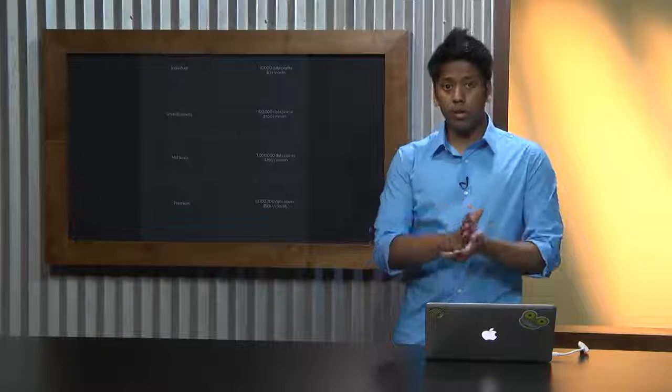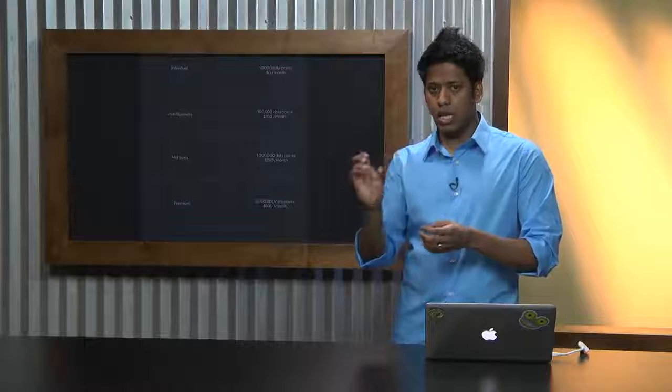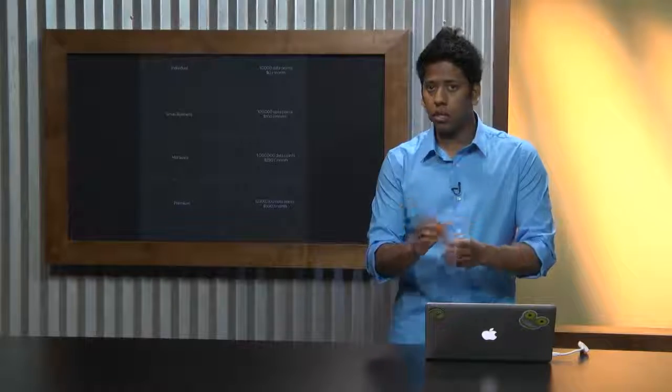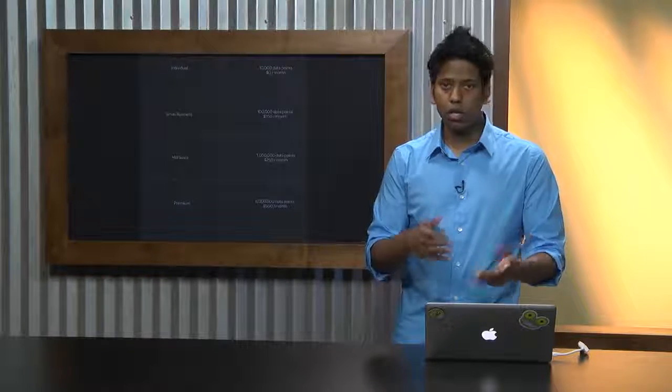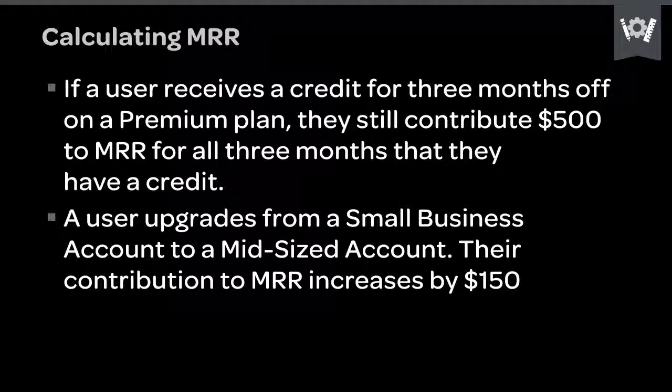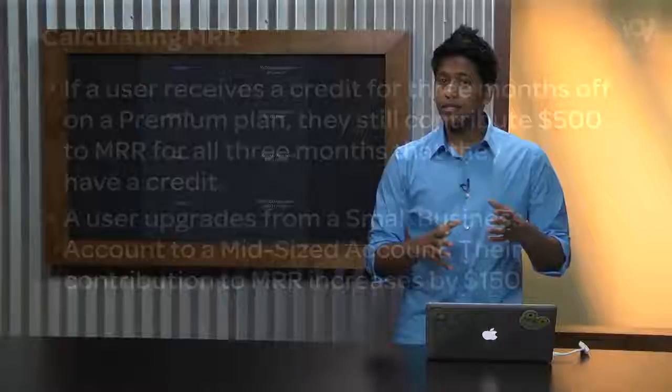So remember, even though they've had a credit for 3 months, you still take into MRR the full amount that they would be paying if they didn't have a credit. And finally, say a user upgrades from a small business account to a mid-sized account, their contribution increases by $150, which is $100 to $250 a month increase.